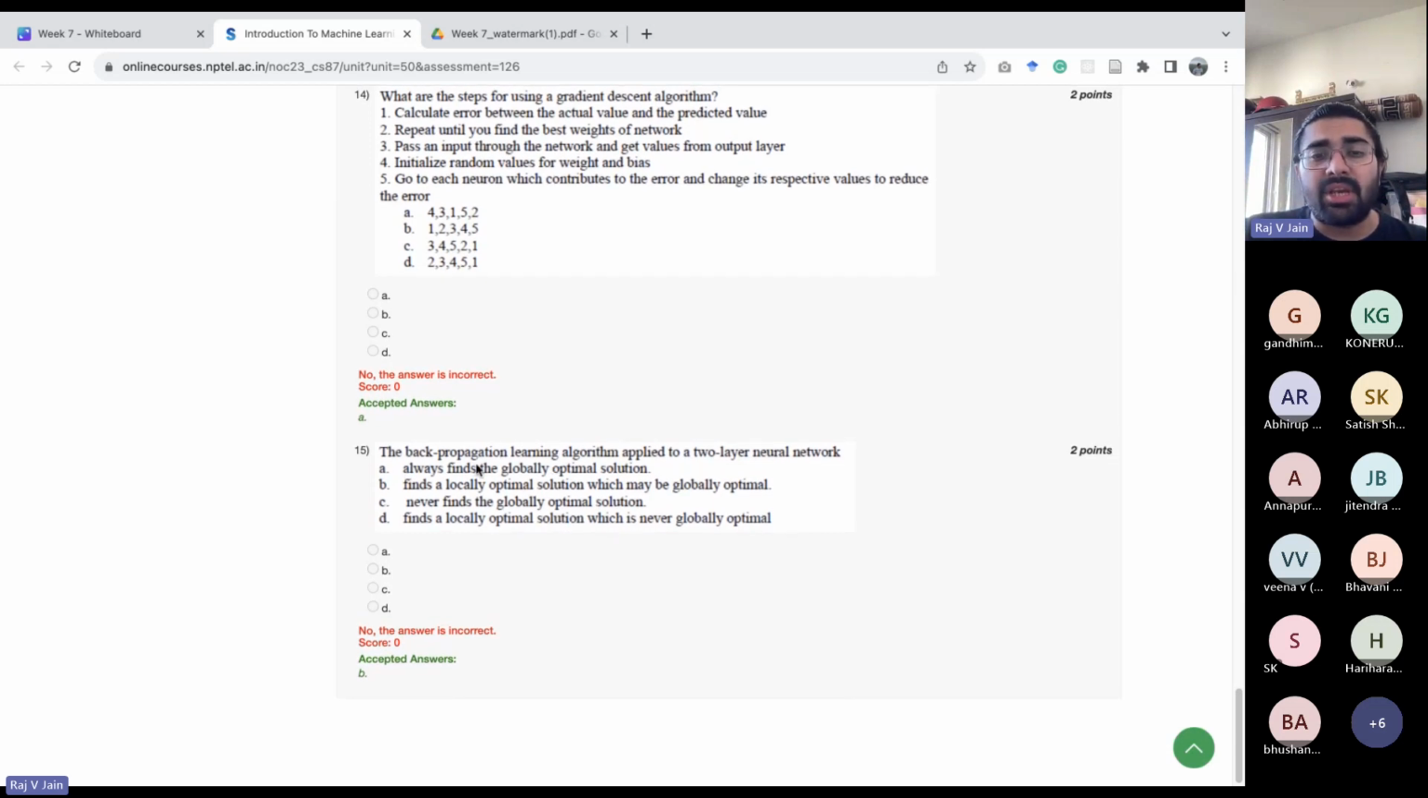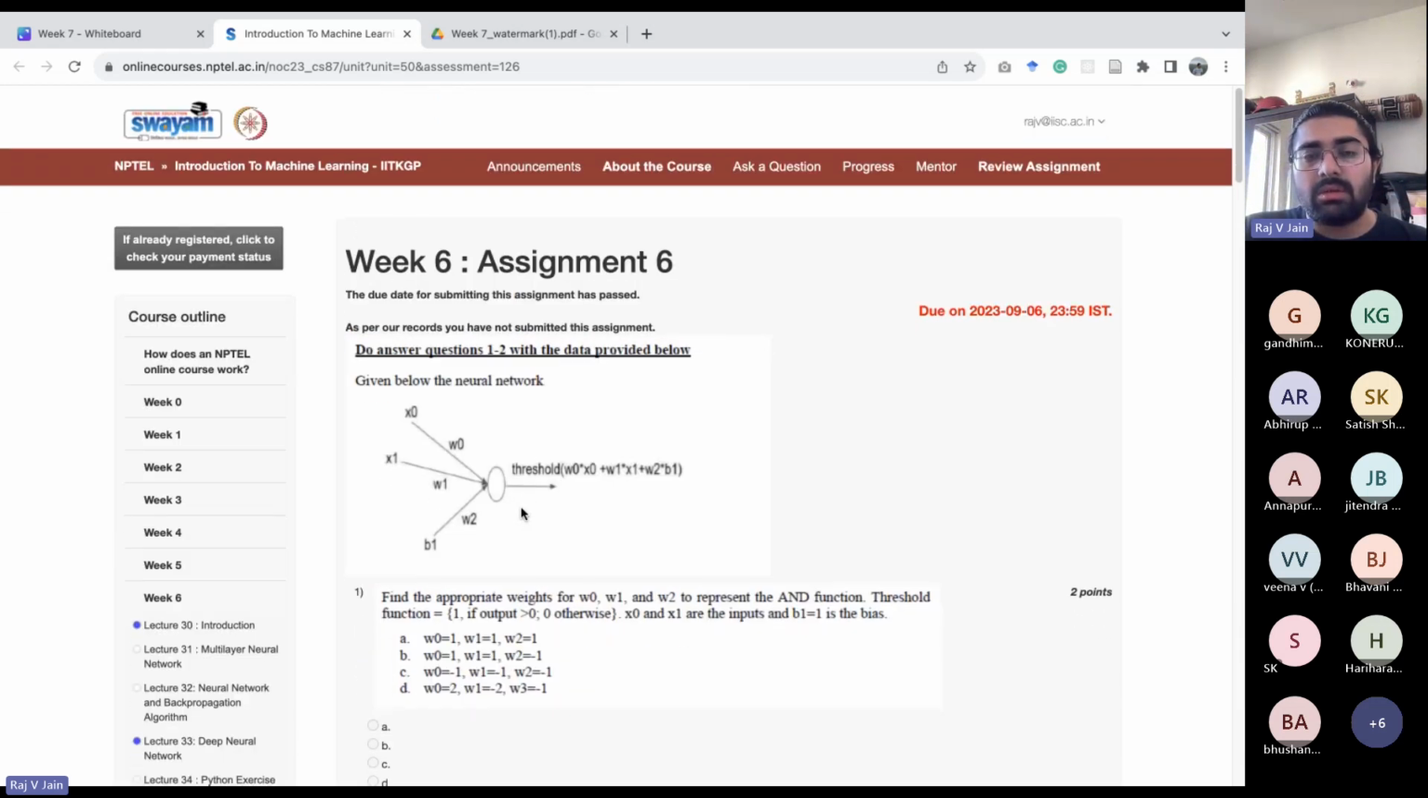Last thing: a backpropagation algorithm applied to a two-layer neural network finds a locally optimal solution which may be globally optimal, right? We cannot say anything about global optimality, especially for neural networks, because there are no mathematical tools yet which guarantee these things. So "always" is not right, and "never" is also not right, because it depends on the problem at hand. Saying it finds a locally optimal solution which is never globally optimal is also not true. It will find a locally optimal solution which may or may not be the globally optimal solution. All right, that's option B. Any other doubts?